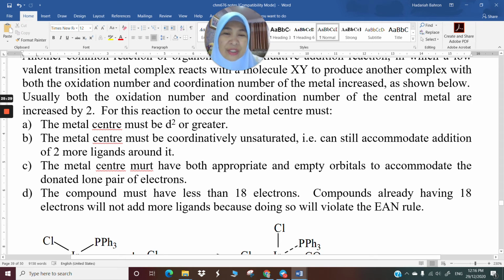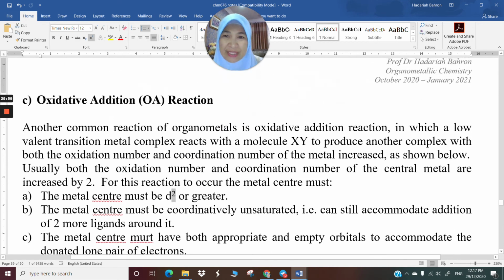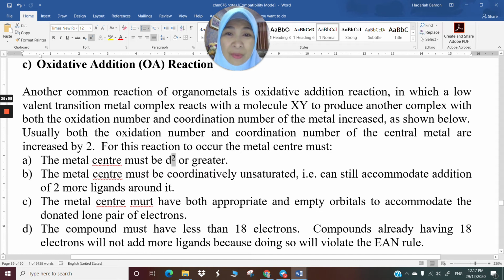For oxidative addition to occur, 4 conditions must be observed. The first condition is the metal center must be d2 or greater. Why does it have to be d2 or greater? Why do you think? Because if there is no electron in the metal, it's not going to be able to undergo oxidation, isn't it? To undergo oxidation, as the name is oxidative, the metal must be able to lose electrons. If there are no electrons to start with, there is nothing for it to lose. So oxidative addition will not happen. So the metal center must be d2 or greater.